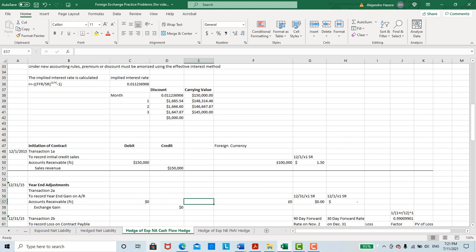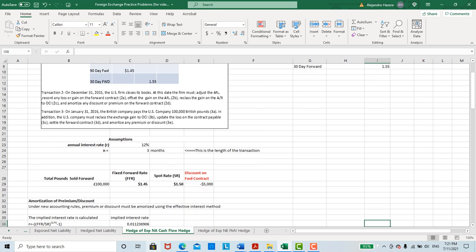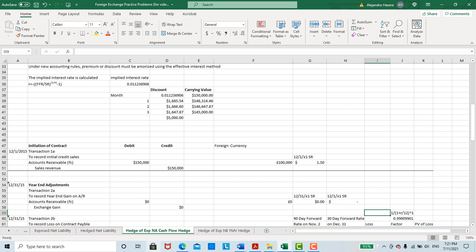So let's see how the spot rate changes. The spot rate went from $1.50, which was the original spot rate, to a year-end spot rate of $1.60. So each pound is worth 10 more cents to you. It looks like we should have an exchange gain of $100,000.